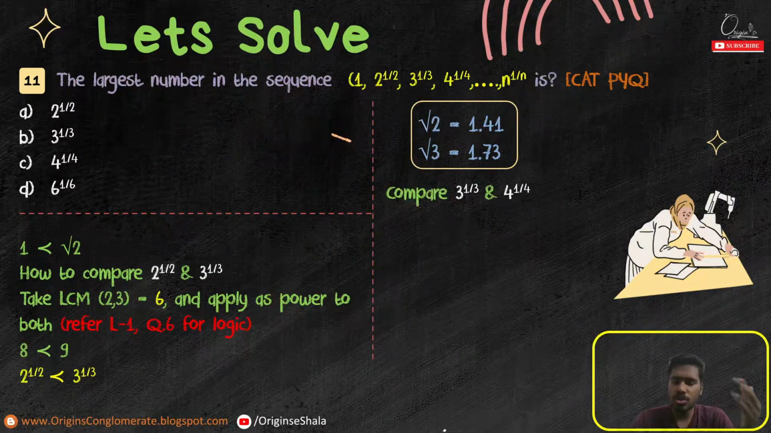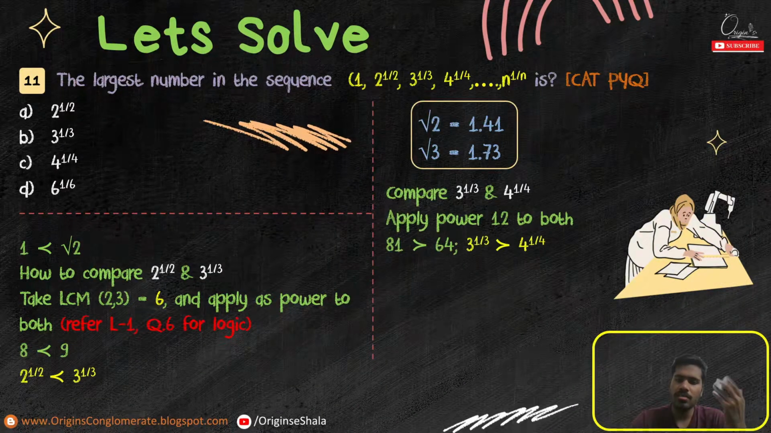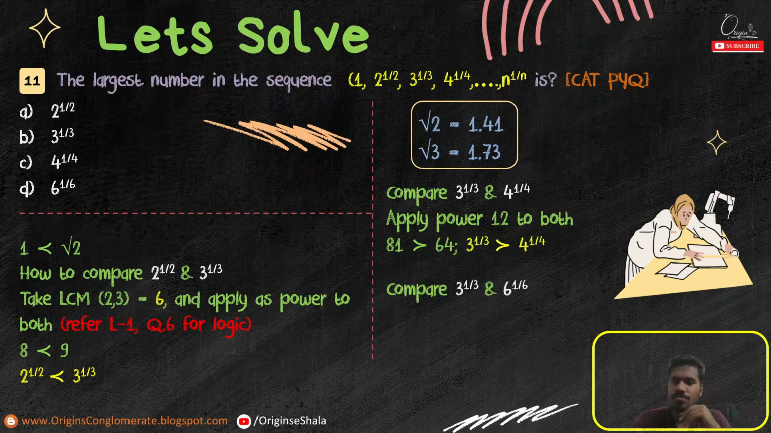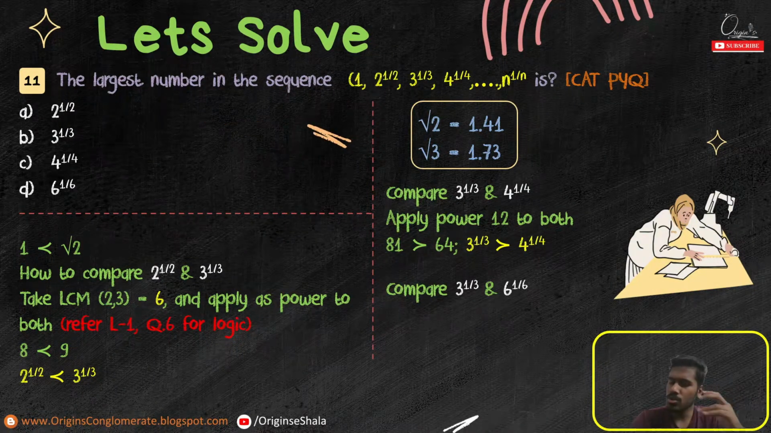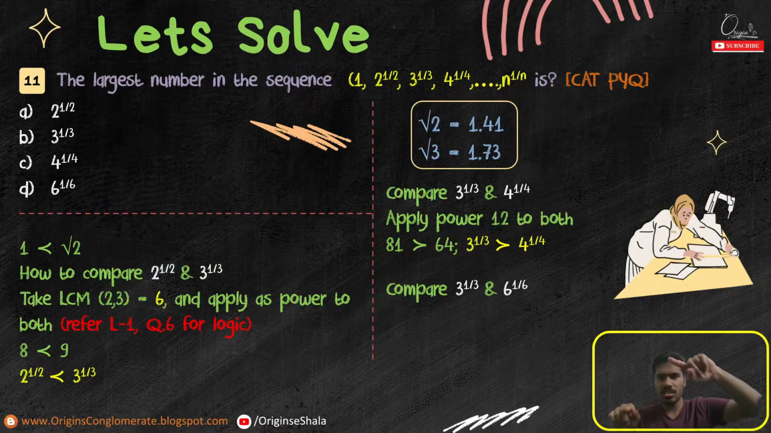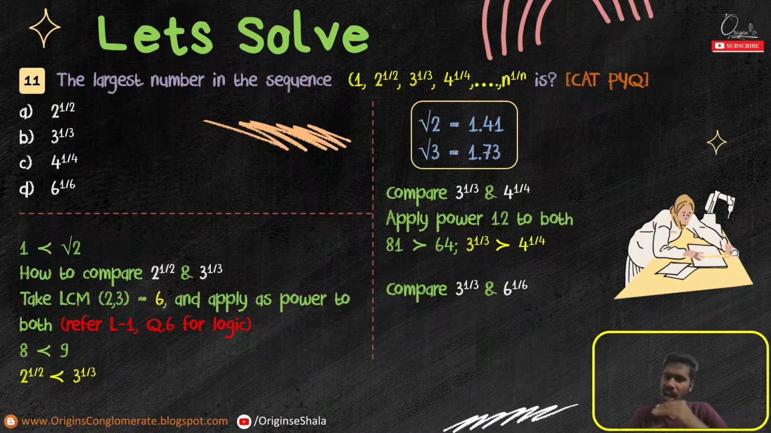Similarly, let's do this operation on 3 and 4. Again, I will be applying power of 12 to both of them in this case, because the LCM of powers 3 and 4 will be 12. And if you have a sharp mind, you will notice here itself that first the pattern was going up, that means the value was increasing, then suddenly it dropped. Then there is a high chance that the numbers after it will also be dropping.